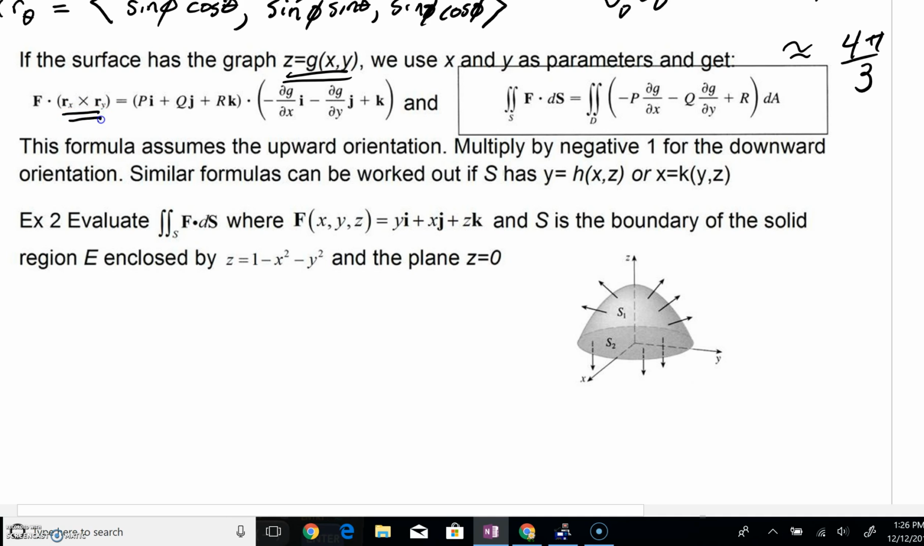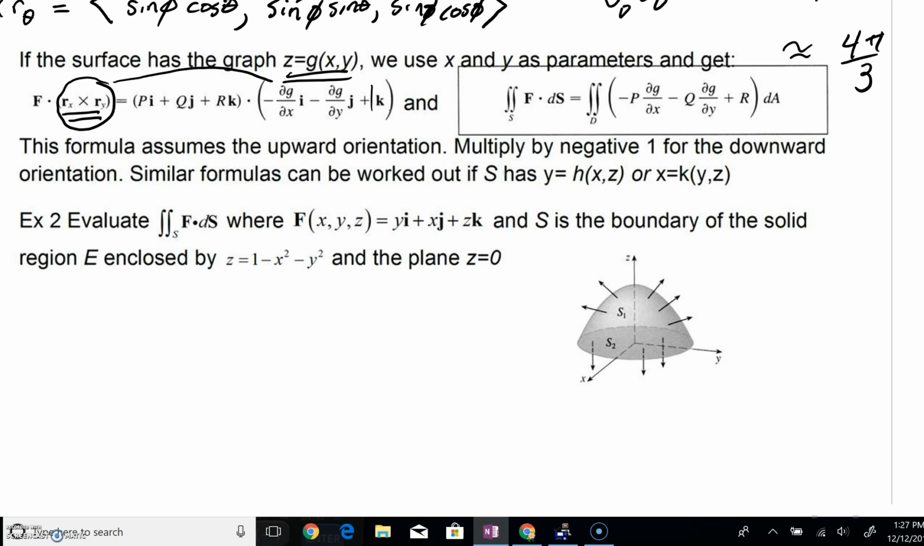You might remember from an earlier section that the cross product of r sub x and r sub y would be the negative partial derivative of g with respect to x for the i component, negative partial derivative of g with respect to y for the j, and then a 1 for the k. When we found the length of that applying the Pythagorean theorem, that's where that square root of the partial derivative of g with respect to x squared plus the partial derivative of g with respect to y squared plus 1 came from.